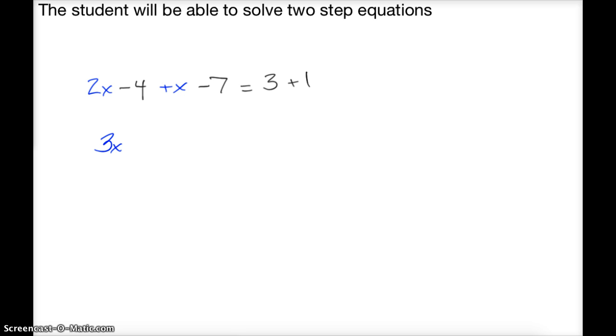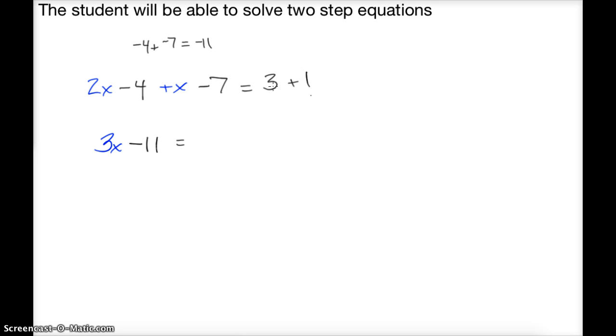And then on this side of the equation, I'm only combining like terms on one side of the equal sign at a time. I have negative 4 and negative 7. If I add negative 4 and negative 7 together, two negatives is like adding two positives: 7, 8, 9, 10, 11, but it's negative 11 because they're both negatives. So I'm going to say 3x minus 11.